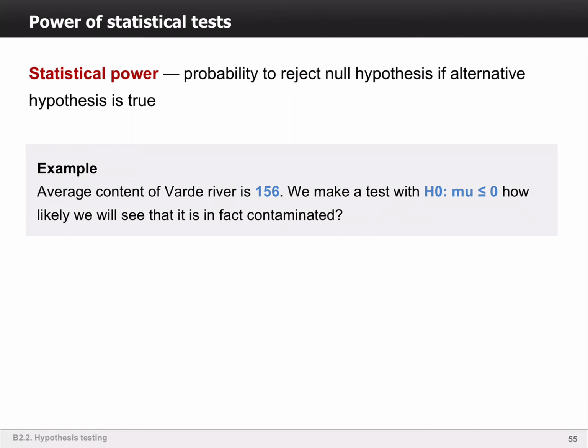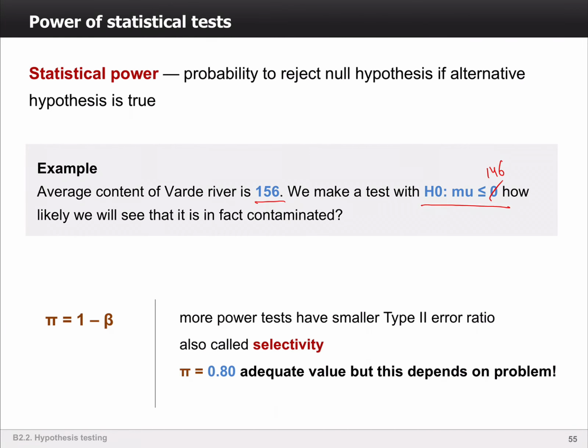So, for example, the average chloride content of the river is 156 milligrams per liter. We make a test, and the null hypothesis is that, that's a mistake, of course. It should be 146 here, 146 milligrams per liter. So how likely will we see that the river is contaminated? Our null hypothesis is that it's not. The reality is that it's contaminated by at least 10 milligrams per liter above the limit. How likely will we see that it is contaminated?